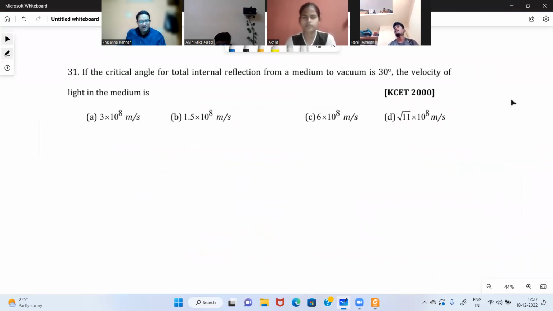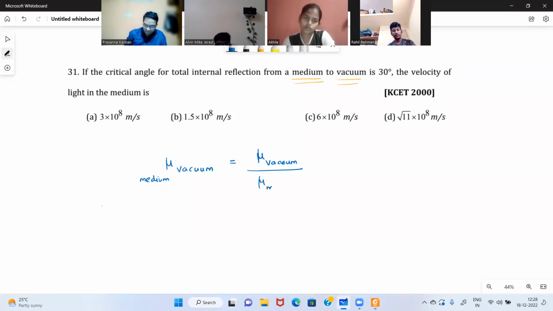If the critical angle for total internal reflection from a medium to vacuum is 30 degrees, then what is the velocity of light in the medium? Now tell me, it is moving from the medium to what? Vacuum. So that will be nothing but mu of vacuum divided by refractive index of the medium, correct?